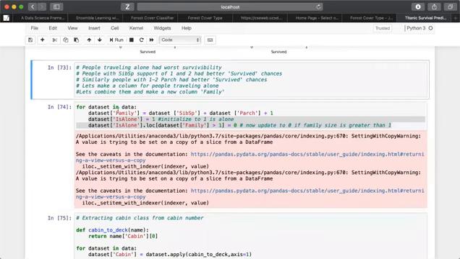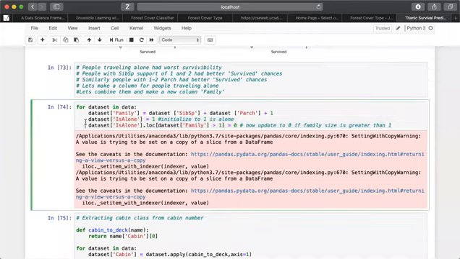For dataset in data, I have made a new column, dataset family, comprising of dataset sibling support plus dataset patch plus 1. Because for all the people who are alone, it was 0. So here I have done plus 1, which means that if it is 1, then the numbers will denote the number of sibling support, parents or children.